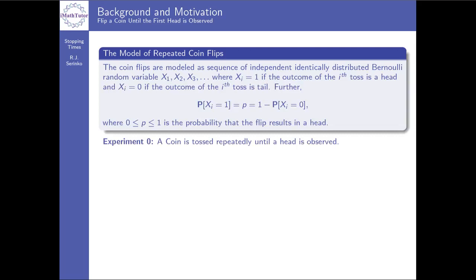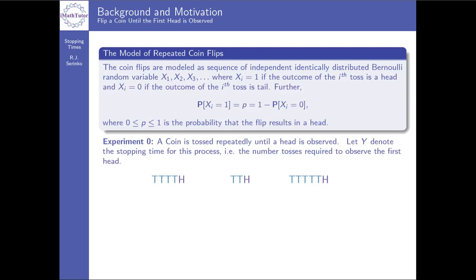Now, let's consider the situation where we repeatedly toss a coin until the first head is observed. We'll go through this as a simple example to help us fix some ideas that we'll be using later on in this screencast. So here are a few sequences which stop when the first head is observed. The stopping time for this process, i.e. the number of tosses required to observe the first head, we'll denote by Y, and for the 3 sequences we see here, Y is 5, 3, and 6, respectively.